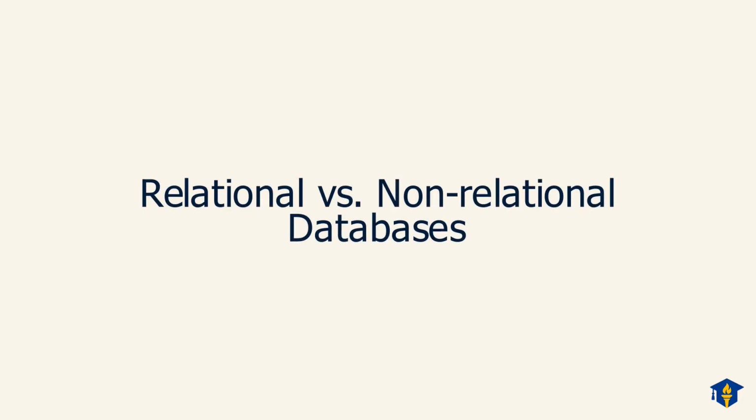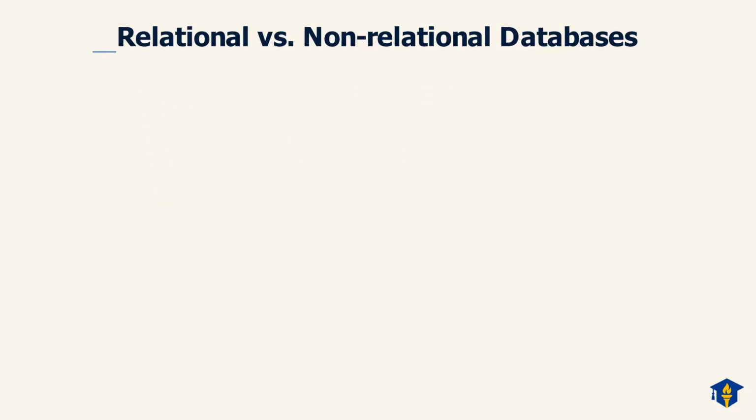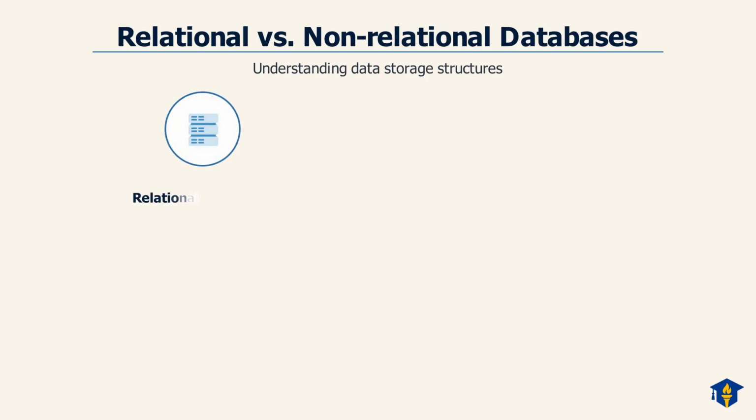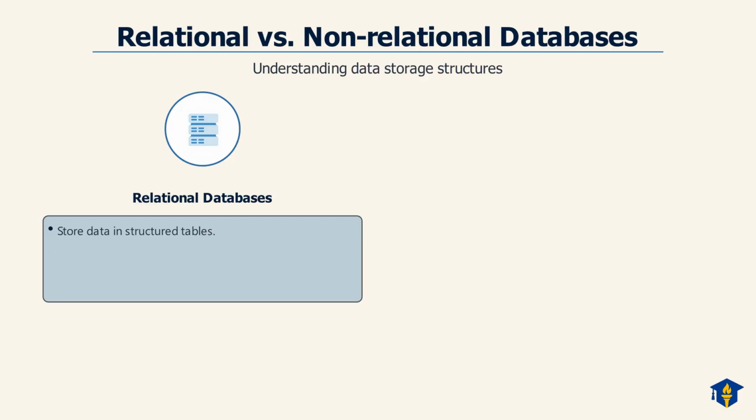Today, we will compare relational and non-relational databases, two distinct storage structures. Understanding these data storage structures is crucial for choosing the right database solution. Let us begin by examining the characteristics of relational databases. Relational databases store data in highly structured tables with predefined schemas. They primarily use SQL, the structured query language, for data interaction. Common examples include MySQL and PostgreSQL, widely used in industry.